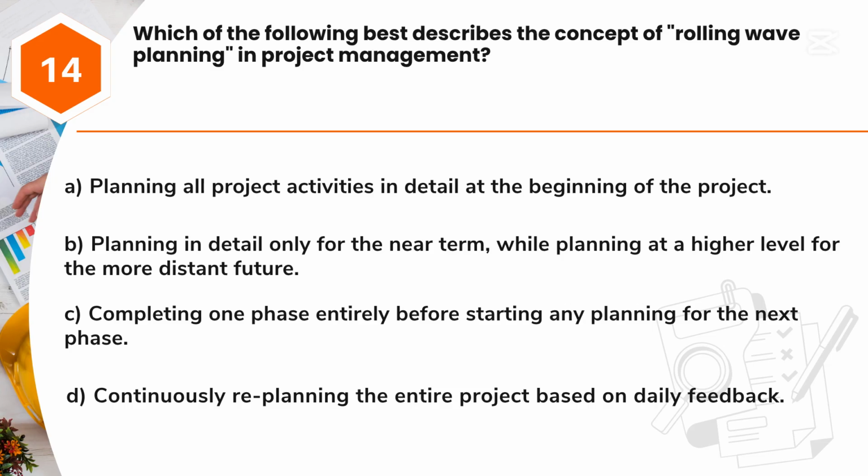Question 14. Which of the following best describes the concept of rolling wave planning in project management? A. Planning all project activities in detail at the beginning of the project. B. Planning in detail only for the near term, while planning at a higher level for the more distant future. C. Completing one phase entirely before starting any planning for the next phase. D. Continuously replanning the entire project based on daily feedback.